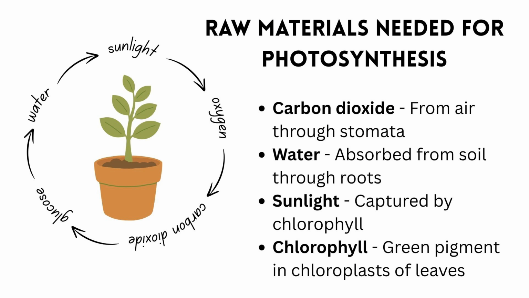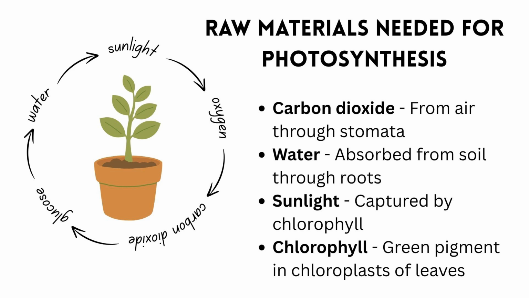So as we already said, the raw materials needed for photosynthesis include carbon dioxide, water, sunlight and chlorophyll. Carbon dioxide is obtained from air through stomata and it provides carbon for glucose formation. Water, which is absorbed from soil through roots, provides hydrogen and oxygen. Sunlight captured by chlorophyll is the source of energy.